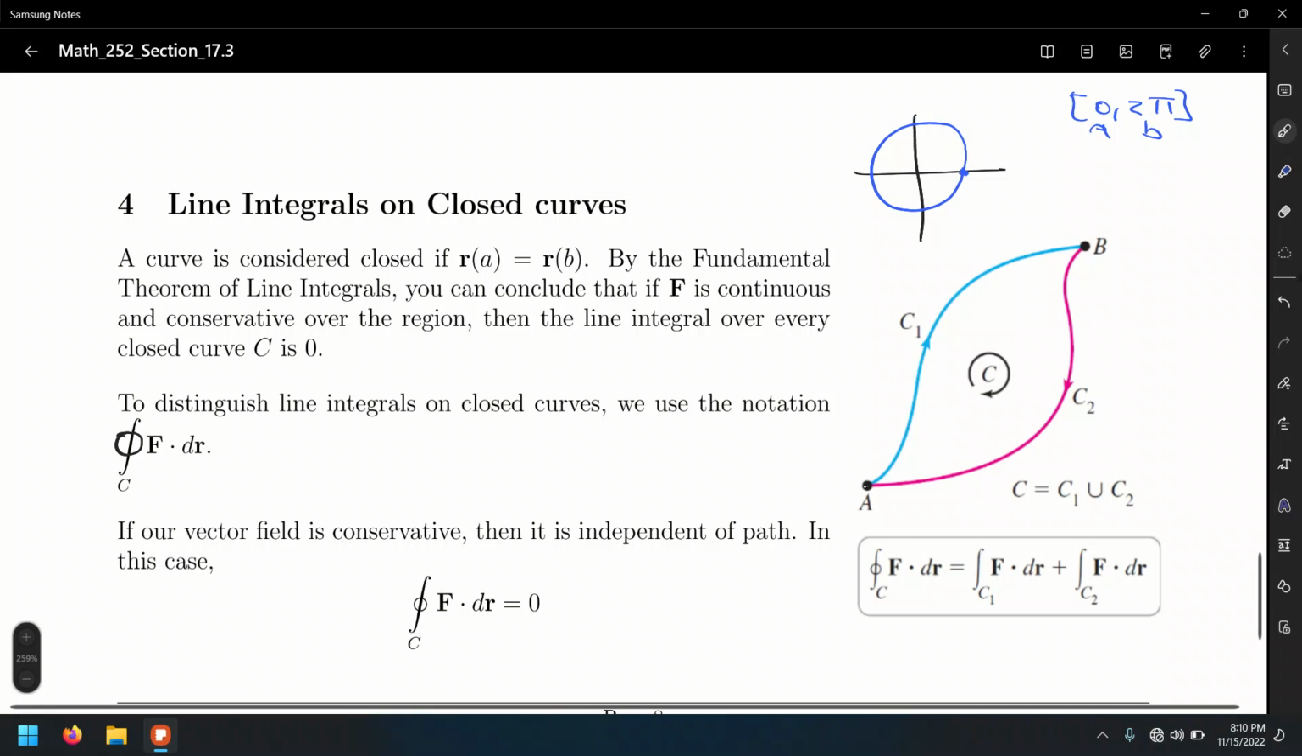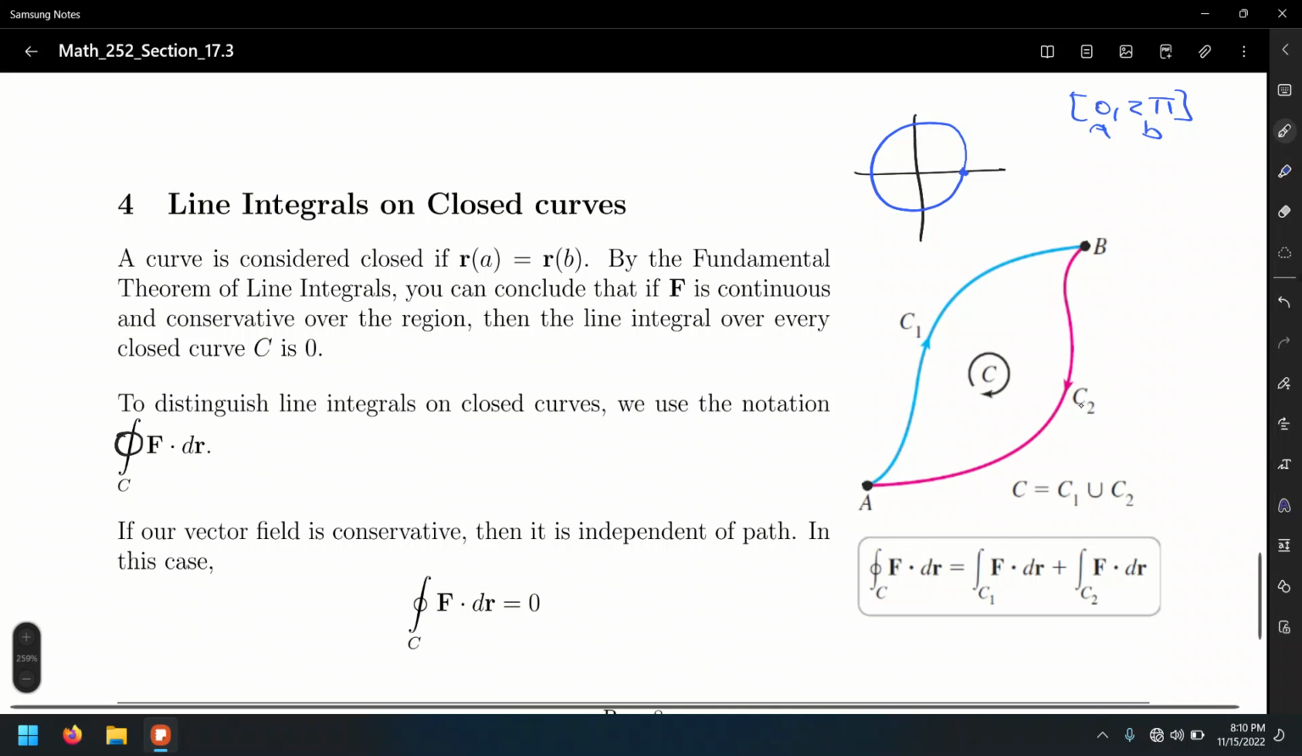So, for example, we want to go from point A to point B. We're going to go via C1. Whatever that value is, and again, the path is not important. We can go in a straight line or in a semicircular way. Either way, we can go from point A to B.